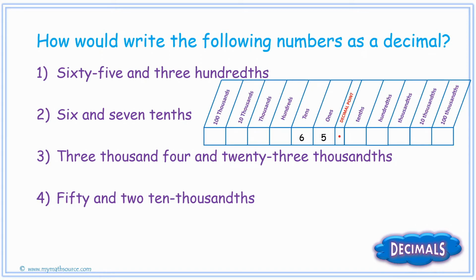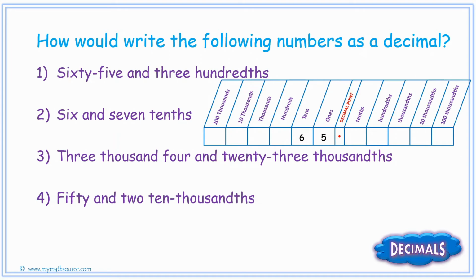Now, we can use the place value chart again to help us. And remember, the more you use the place value chart, the less you will need to in the future. After a while, you would remember exactly where each of the digits are located. Okay, so let's use the place value chart here. We have 65 in our whole number part.